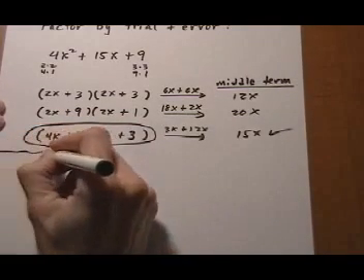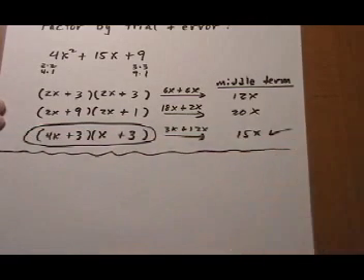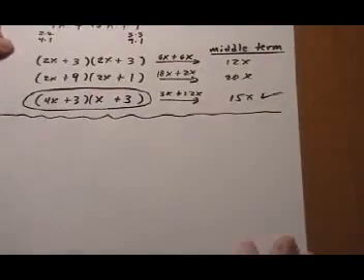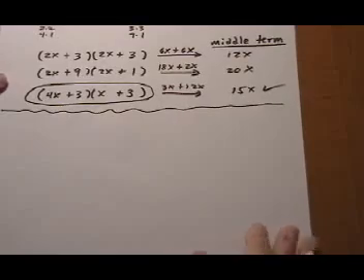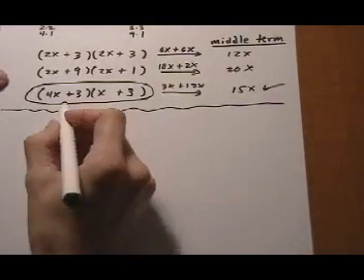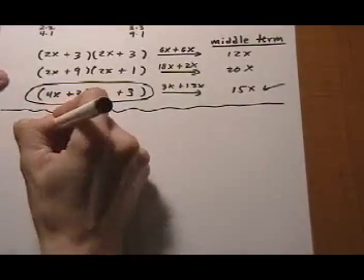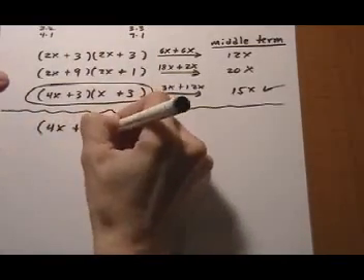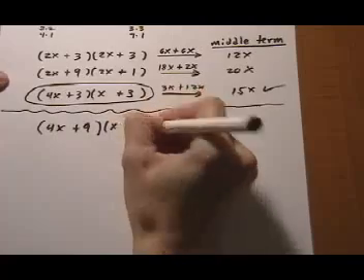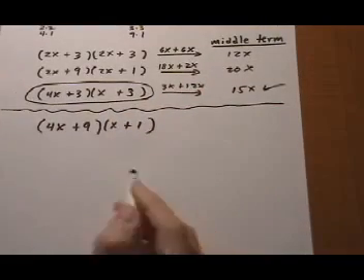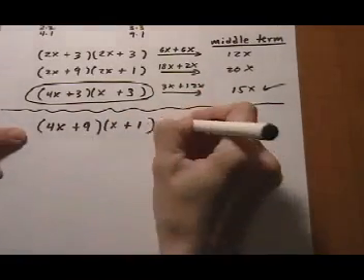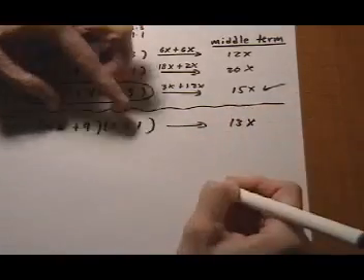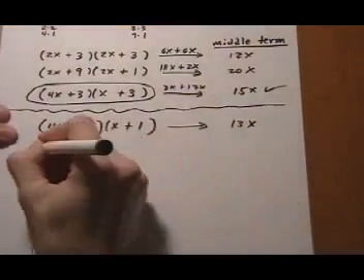But let's say that I hadn't gotten to that one yet. I would keep going, and I want to show you one other thing you have to watch for when you're using this trial and error. If I use the 9 and 1 first, so 4x, x, and 9 and 1, then I would see what the middle terms are. 9x and 4x is 13x. Didn't work.